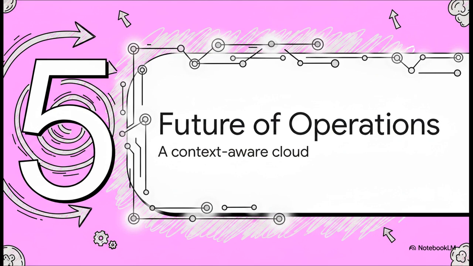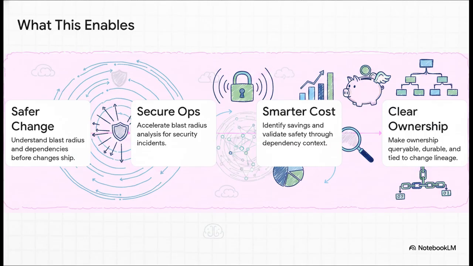So what does this all add up to? Let's zoom out and look at the future that a truly context-aware cloud makes possible. It is a fundamental shift in how we all operate. Ultimately, this enables 4 absolute game changers. You get safer change because you can finally see the blast radius of a deployment before it ever ships. You get tighter security because you can trace dependencies to contain an incident in minutes, not hours. You get smarter cost control by finding savings you know for sure are safe to act on. And you finally get clear, durable accountability.